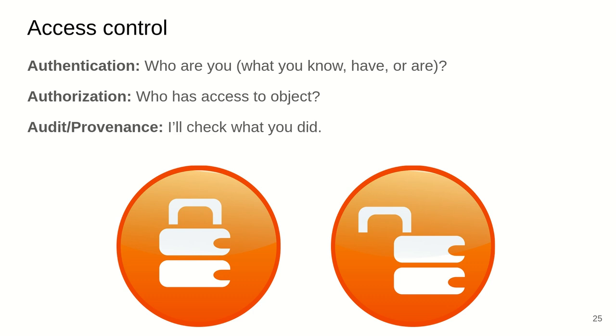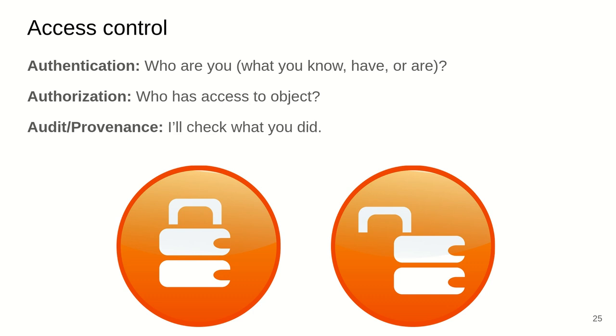Access control consists of 3 steps: authentication, as in who are you; authorization, who has access to an object; and audit provenance, I'll check what you did. So access control consists of these 3 steps. First, we need to authenticate somebody to figure out who that person or who that entity is. Then we need to authorize. Only a subset of entities will have access to a given object.